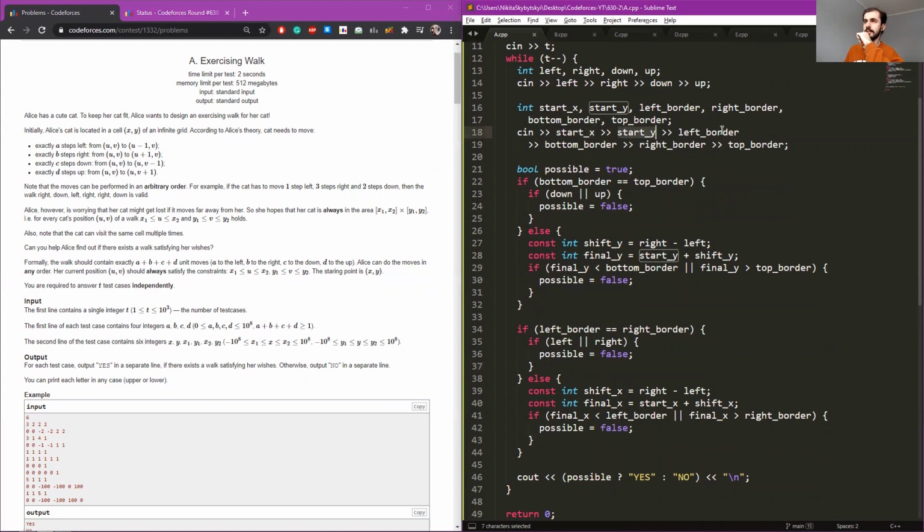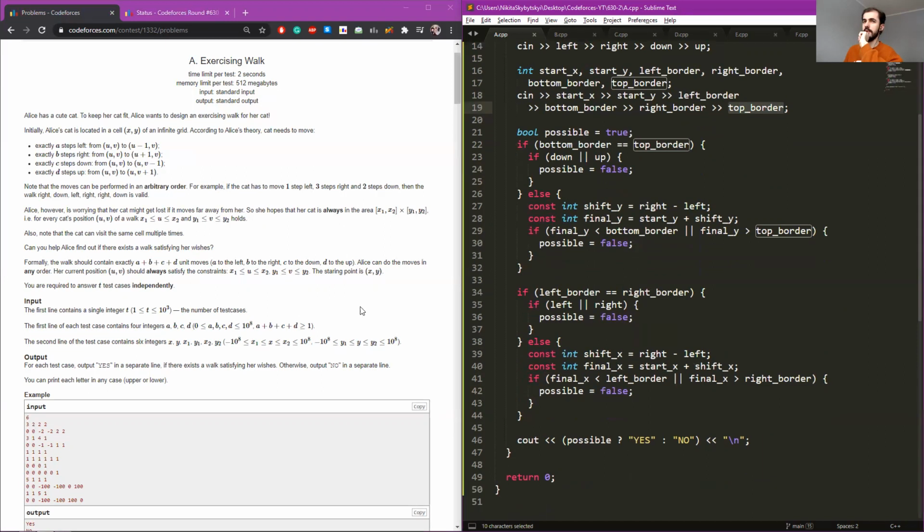Start X, start Y, left border, bottom border, right border, top border. And there is no overflow because numbers are up to 10 to the 8. If bottom border equals top border, but we have to move, it's impossible.